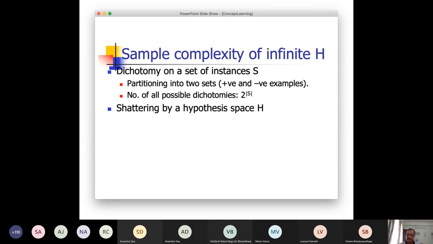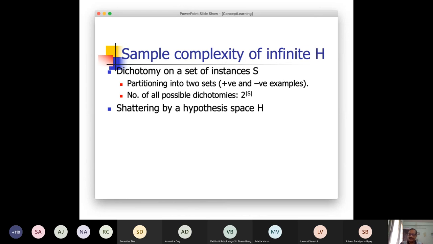It is the labeled samples with some kind of partitioning, a kind of labeling, or an instance of labeling over the samples, something like a function. So if I say a dichotomy, it defines one particular function, right? And there are 2 to the power cardinality of S such functions. Now, shattering by a hypothesis space H, that is also another concept that you need to understand. What is meant by shattering?